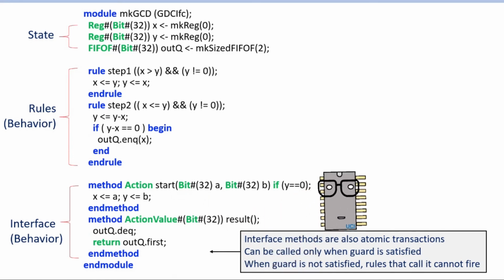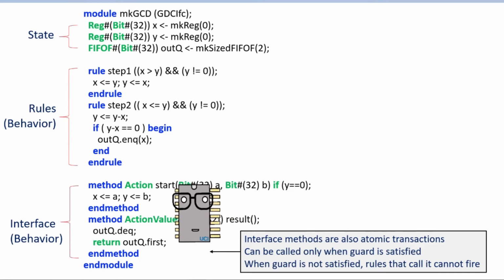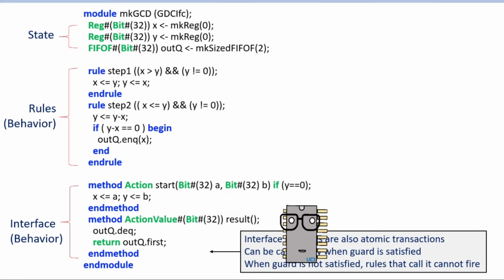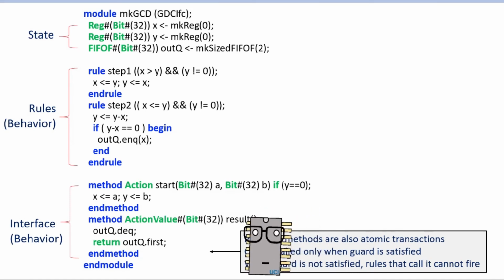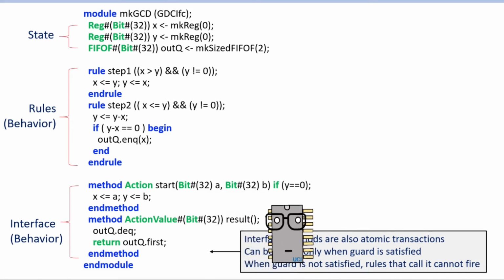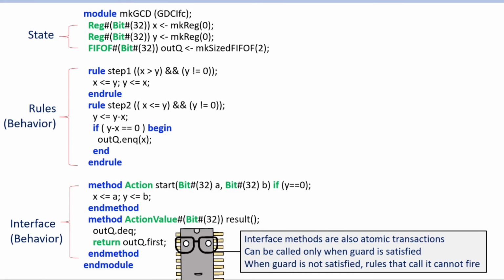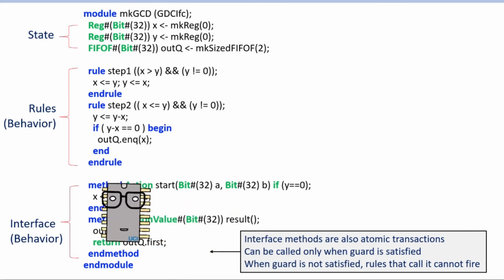Action methods take some input and then apply some change to state. That's what they do. We can also have an action value method, which takes some arguments, or not. This one doesn't take any arguments, and then returns a value. This particular one returns a Bit 32 value. So here we have two functions, start and result.